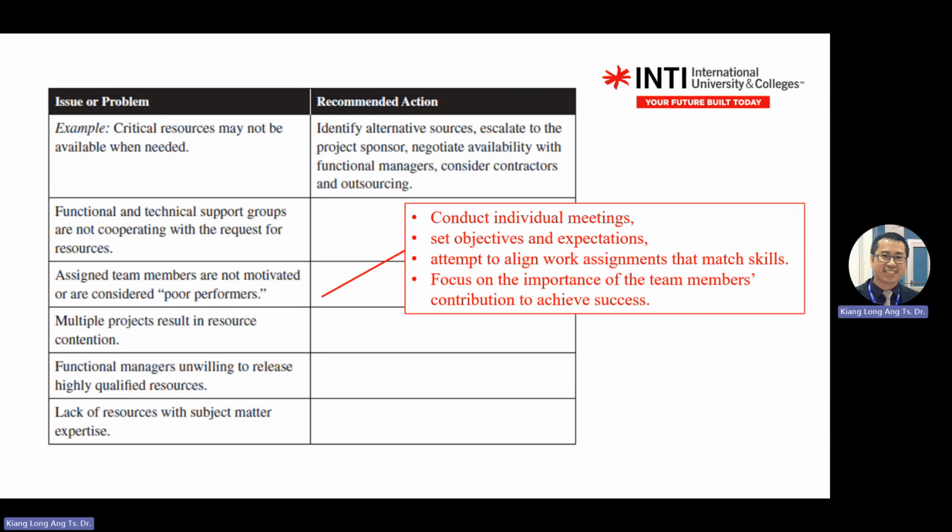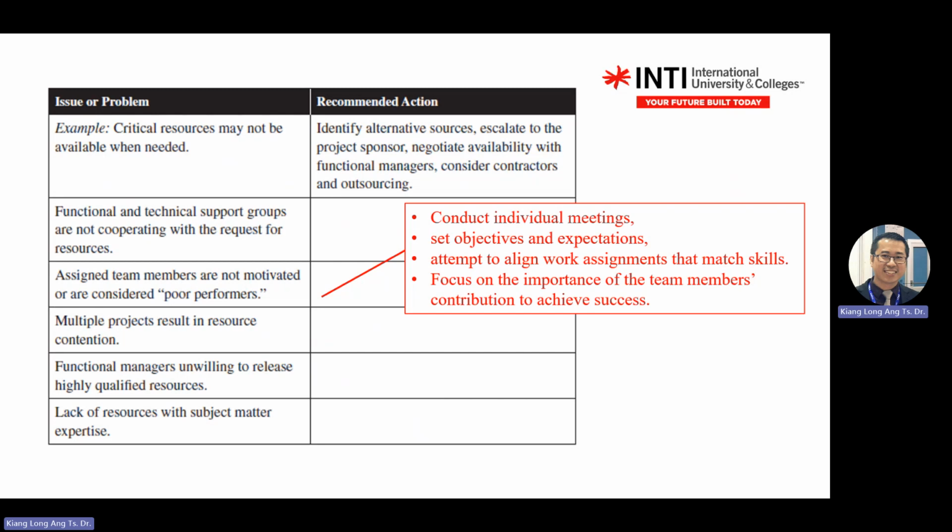Then sometimes if the staff is not motivated, it means they don't understand what their KPI is. They don't know what they should do. So you go and set objectives and expectations. Tell them what your expectation is, or what the expectation of the project is. Then you try to align their work with their skill. If you don't have that skill, then you're not motivated.